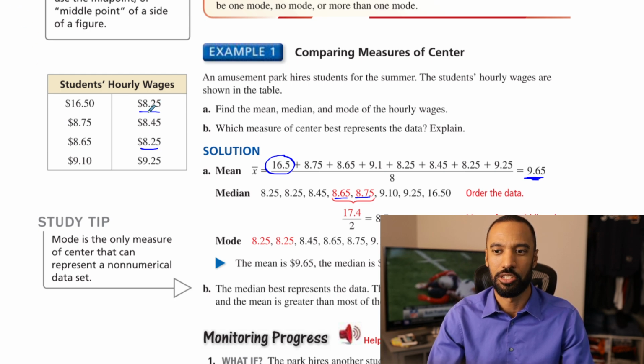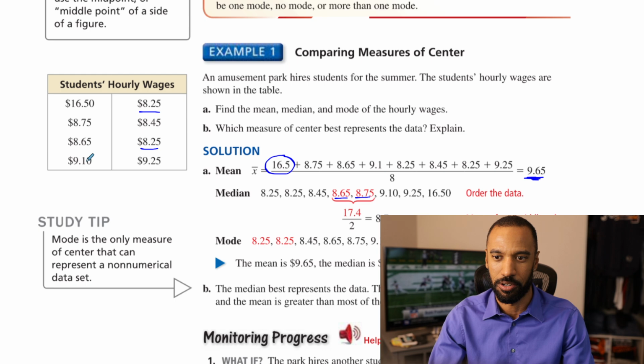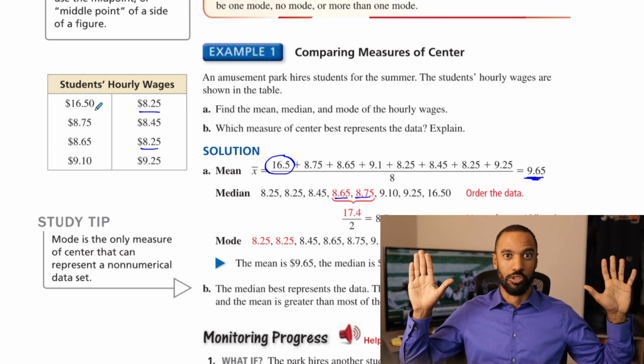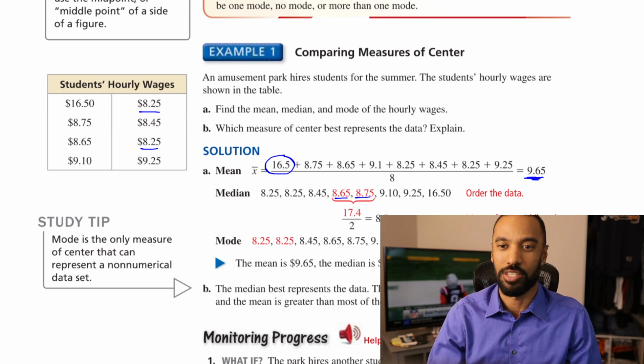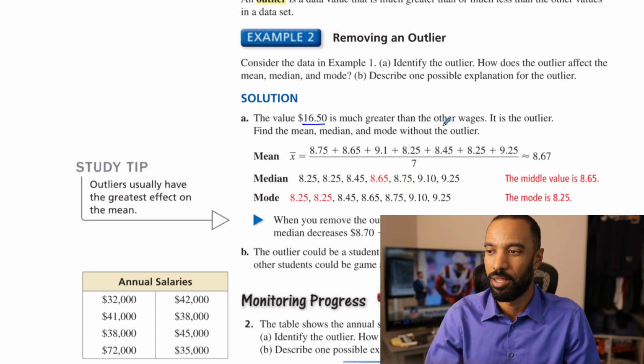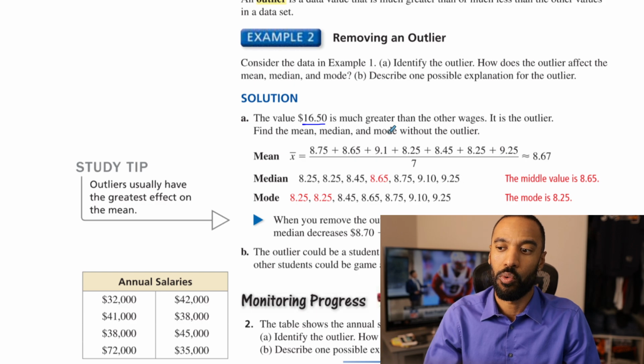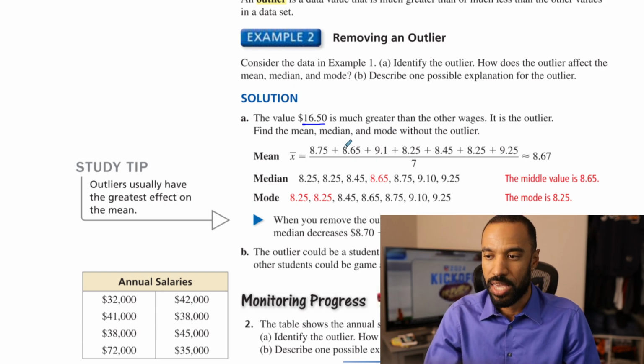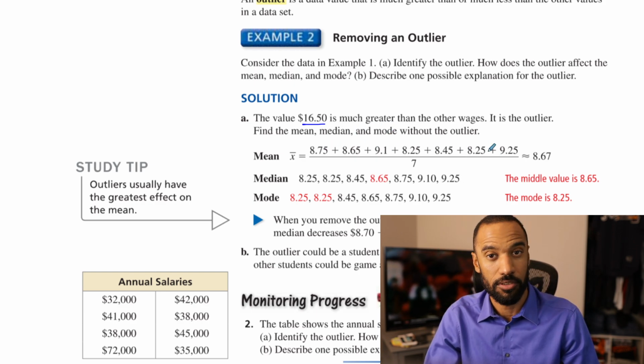If everyone else said, hey guys, tell me your hourly wages, $8 this, $8 this, $9 this, $16.50, bazooka, right? That is totally different from the rest of them. Anyway, much greater than the other wages, it is the outlier. Find the mean, median, and mode without the outlier. So take out the outlier. Notice there are only 7 terms now.